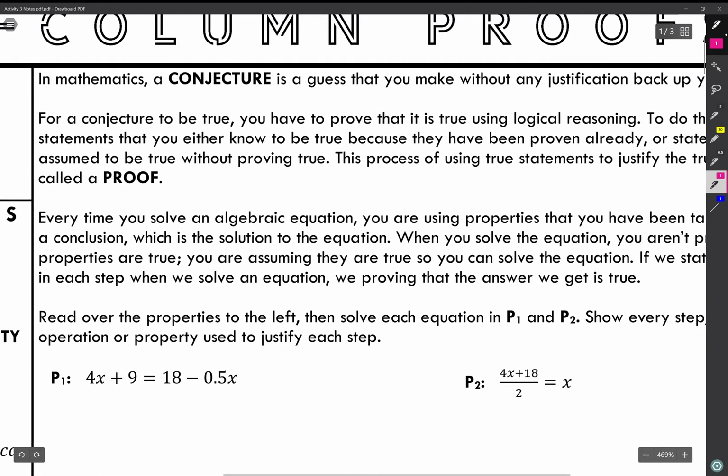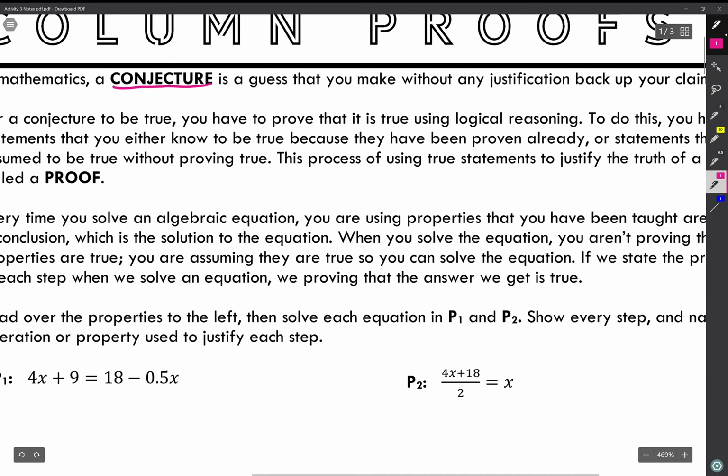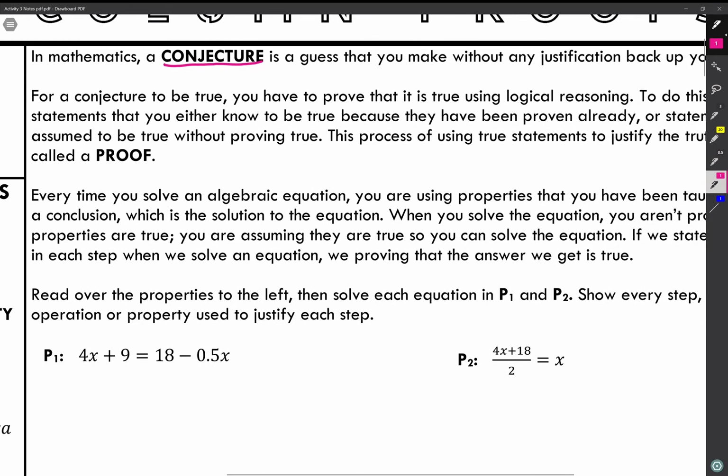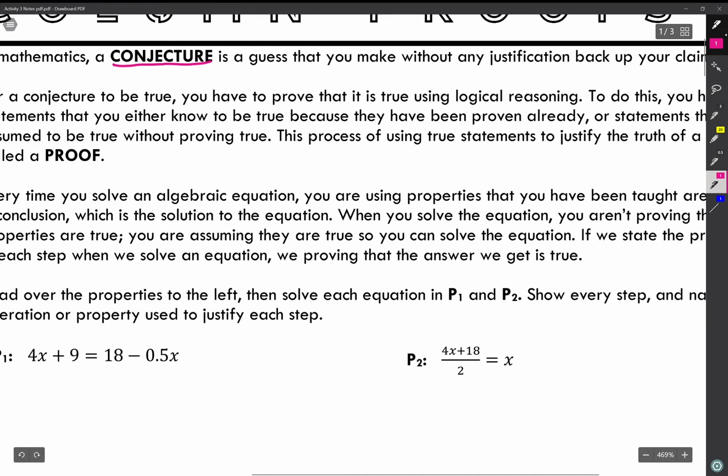First off, let's talk about what a conjecture is. In mathematics, a conjecture is a guess that you make without any justification to back up your claim. For a conjecture to be true, you have to prove that it is true using logical reasoning. So basically, just sound reasoning to be able to show that something is true. And if you think about it in real life, anything that you do has to be backed up with some kind of reasoning. Meaning, if I say this is it, I'm not going to take your word on that. I need to know for sure that it's true, and I need you to show me somehow that it's true with some kind of logic.